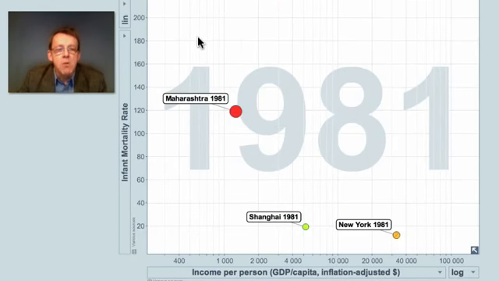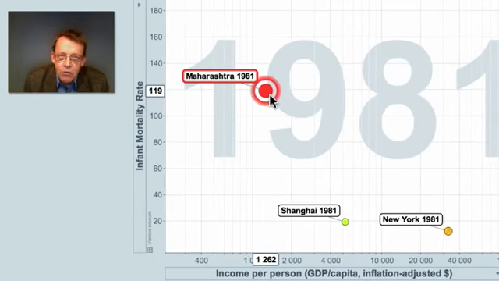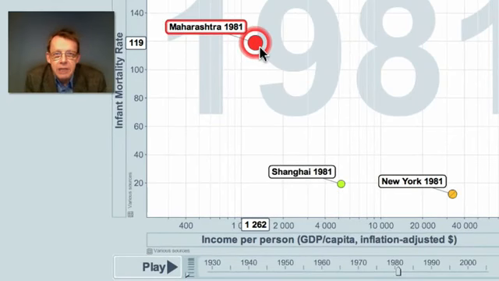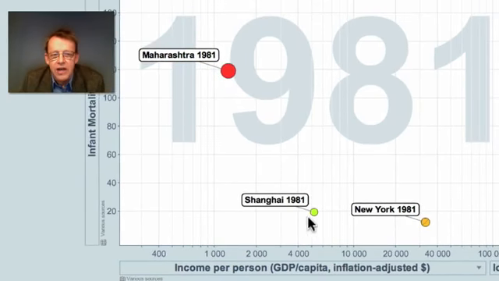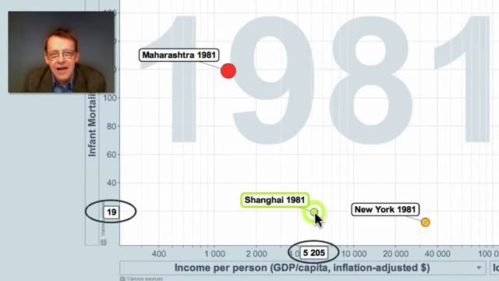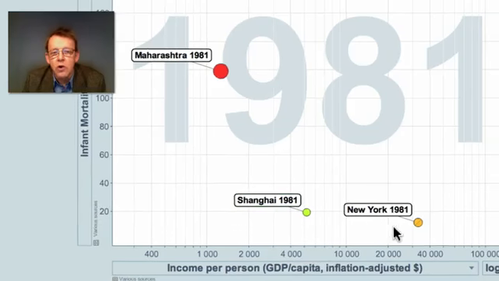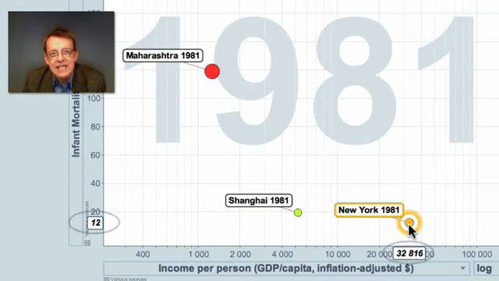And look, Mumbai in 1981 had an infant mortality rate of 119. That means that about 11% of the children died during their first year of life. And their income in comparable dollars was just about $1,200 per person. Whereas Shanghai had a much lower infant mortality rate and a higher income. And of course, New York was even richer and had a lower infant mortality rate.